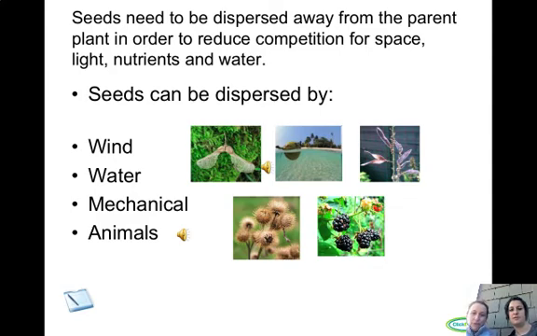All right, so seeds need to be dispersed away from the parent plant in order to reduce competition for space, light, nutrients, and water. Okay, so there's 4 different ways that seeds can be dispersed. They can be dispersed by the wind, by water, by mechanical means, or by animals.